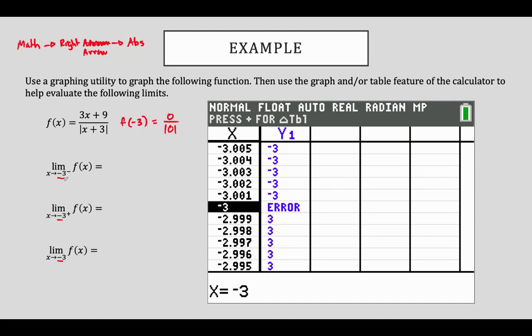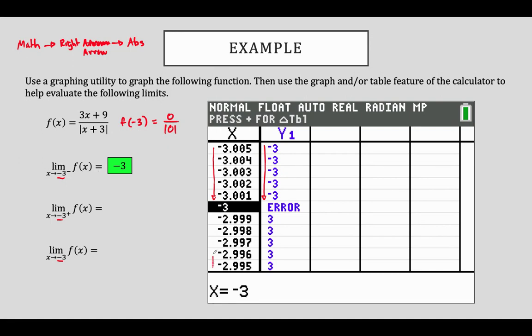The limit as x approaches -3 from the left. These numbers up here are all x values that are to the left of -3. And as these x values get closer and closer to -3, what do the y values approach? Well, they actually always equal -3. Therefore, the limit as x approaches -3 from the left is going to be -3.